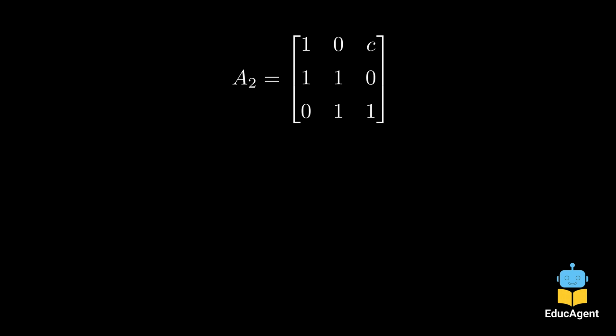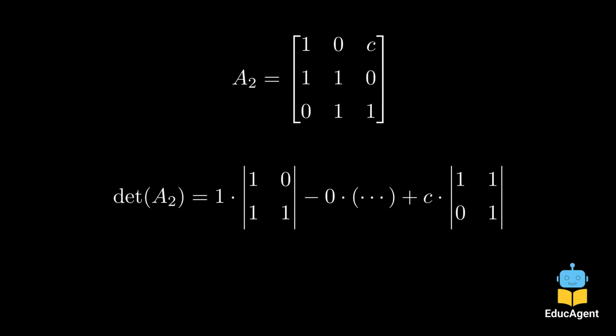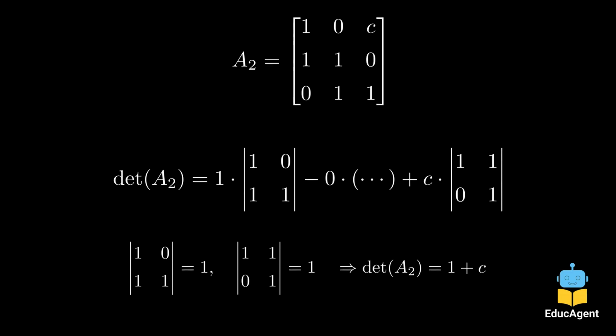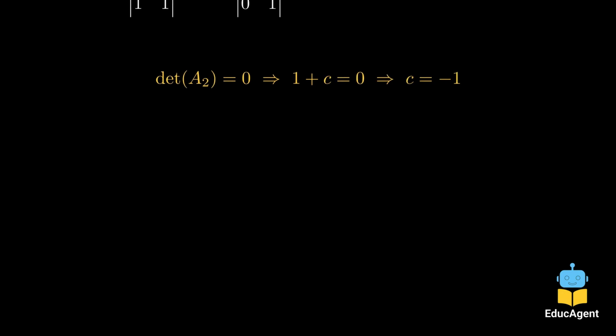Now A2. Again, columns are dependent exactly when det A2 is 0. Expand along the first row. The middle term drops out because its coefficient is 0. Each 2x2 minor equals 1, so the determinant equals 1 plus c. Setting the determinant to 0 gives c equals -1, so that value makes the columns dependent.